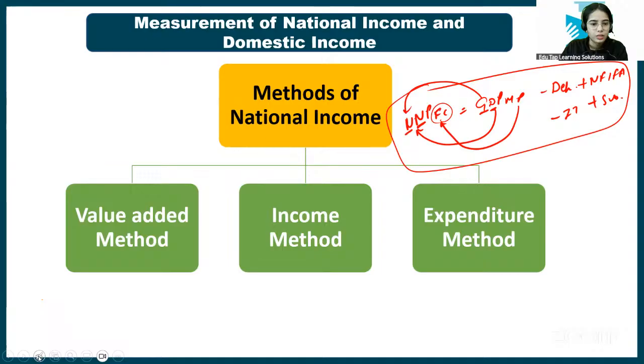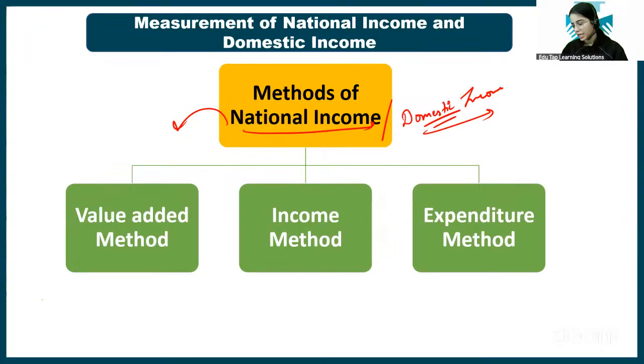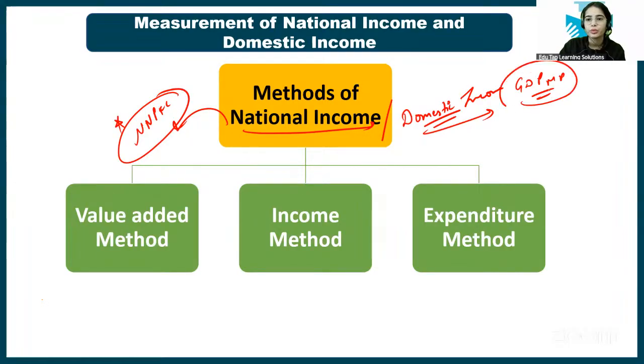Now, nice. There are three methods of calculating the national income or domestic income. National income, we see through which aggregate? The class will go on till 10. Let's complete these methods, then I will close the session. In India, national income is calculated through NNP at FC, and domestic income is calculated through GDP at MP.